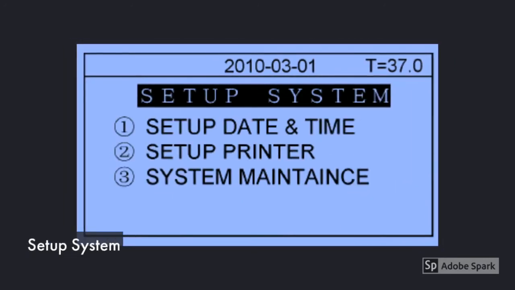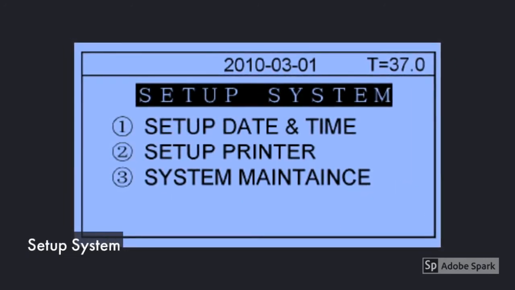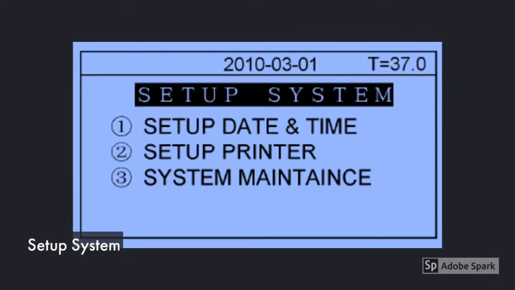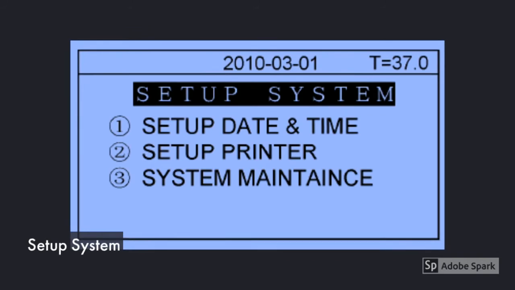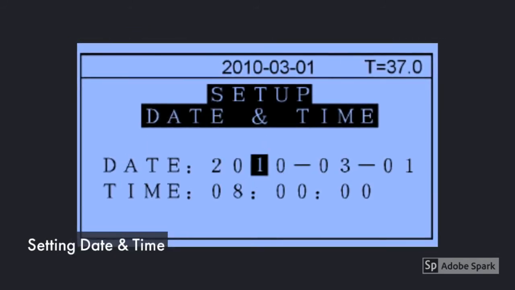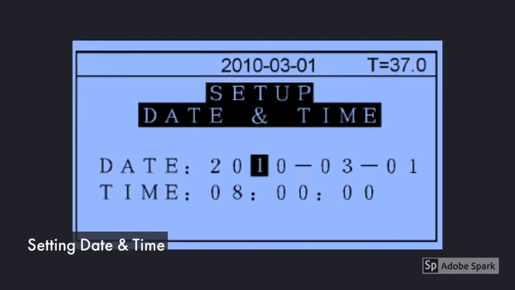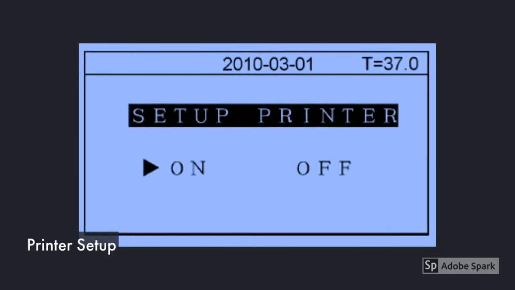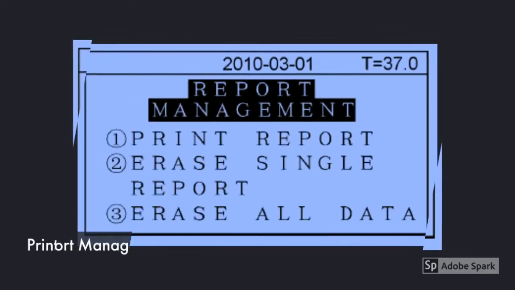through T5. The third option from the main menu is Setup System. From this submenu, the user can edit date and time, set up printer settings, and enter into the System Maintenance menu. The maintenance menu should only be used by service engineers. To set up the date and time, enter the year, month, and day, followed by the time, using the numbers on the keypad. On the Setup Printer screen, move the cursor to On and press Enter to save setting.